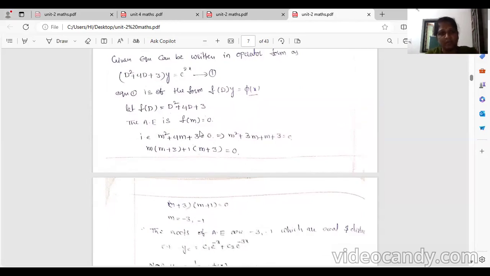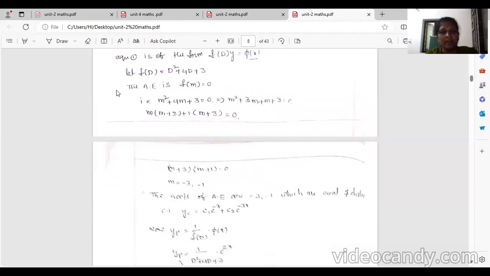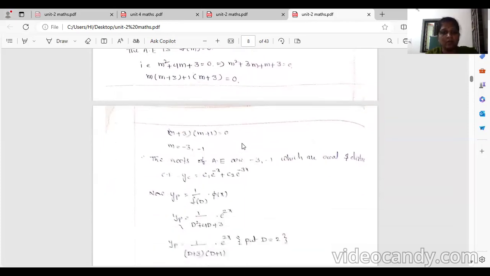Auxiliary equation: f(m) = 0. In place of D, substitute small m. m² + 4m + 3 = 0. It can be written in factors as (m + 3)(m + 1) = 0. So m = -1, m = -3. These roots are real and different. Then the complementary solution is c1 e^(first root x) + c2 e^(second root x), that is, c1 e^(-x) + c2 e^(-3x).